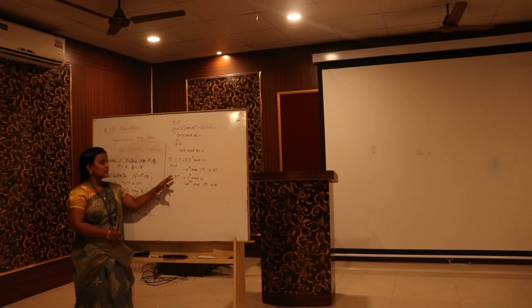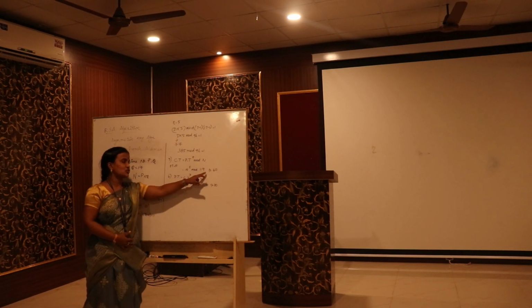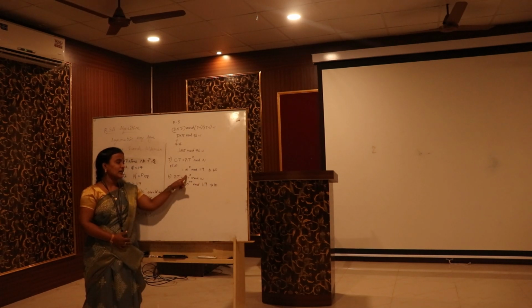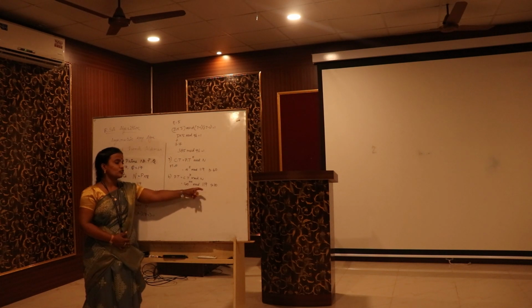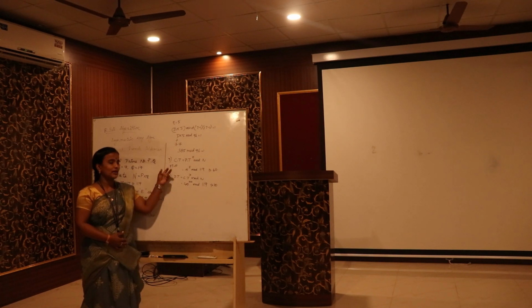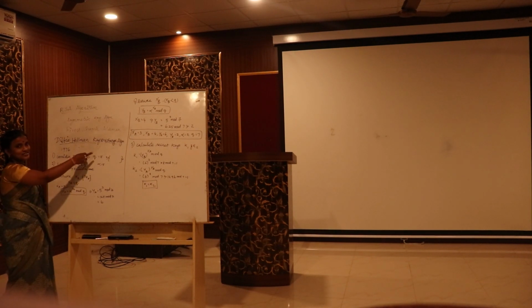And the plain text is calculated as ciphertext power d mod n. So we will take the ciphertext 40 and decryption key d equal to 77 and mod 119, so totally we get 10 as answer, which is our plain text. The next algorithm we will see is the Diffie-Hellman key exchange algorithm.